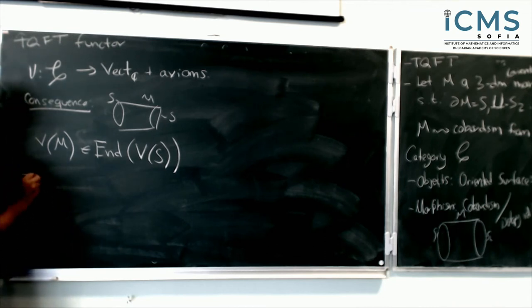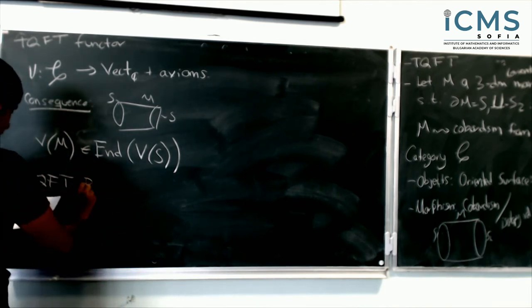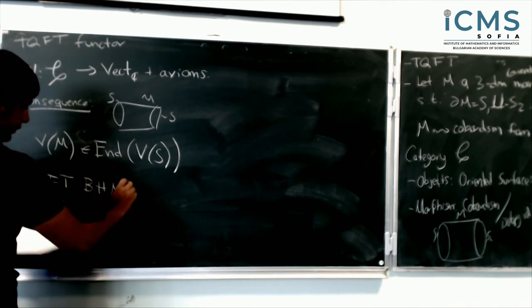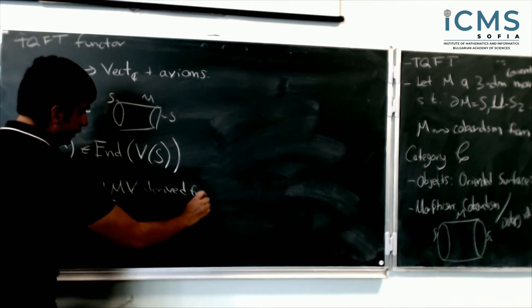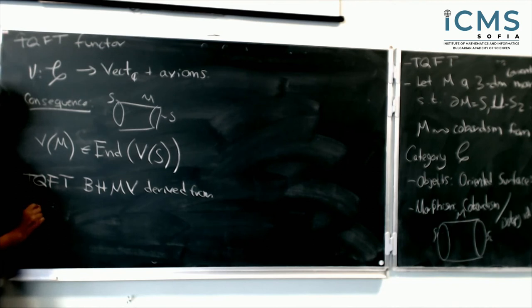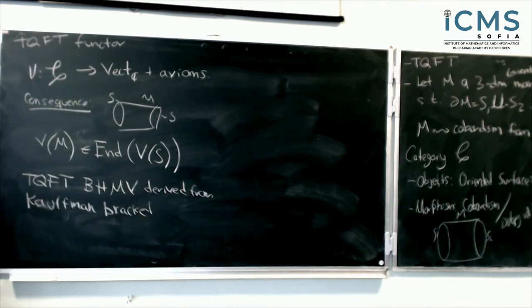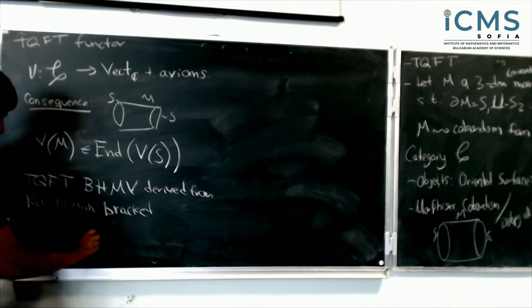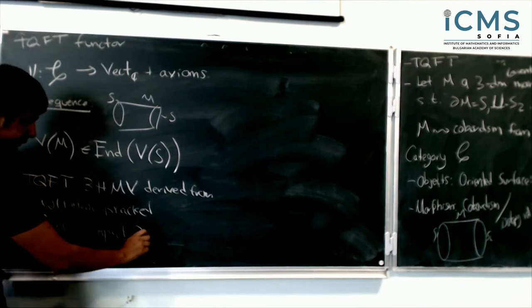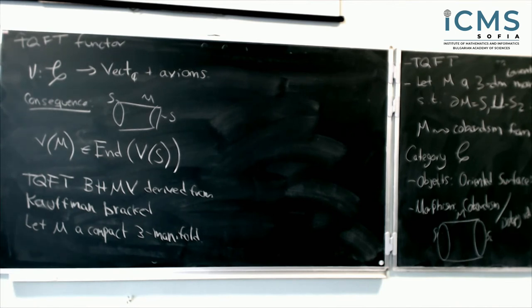And we will work with a very explicit construction of TQFT that is due to Blanchet, Habegger, Masbaum, and Vogel, that is derived from the Kauffman bracket. And for this, I will now take a compact three-manifold and recall that a knot is just an embedded circle and a link is a finite union of knots.